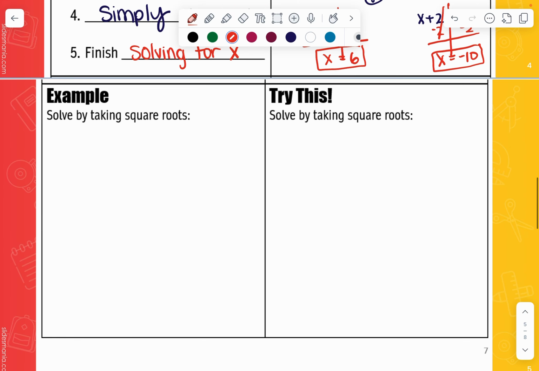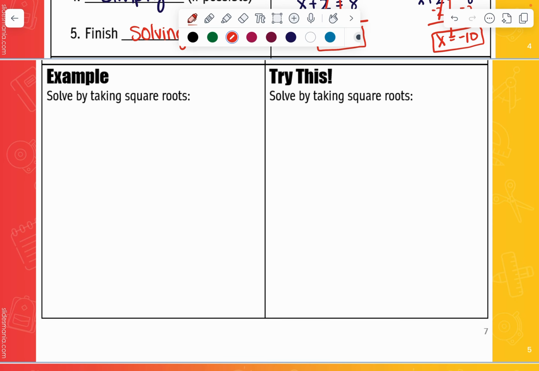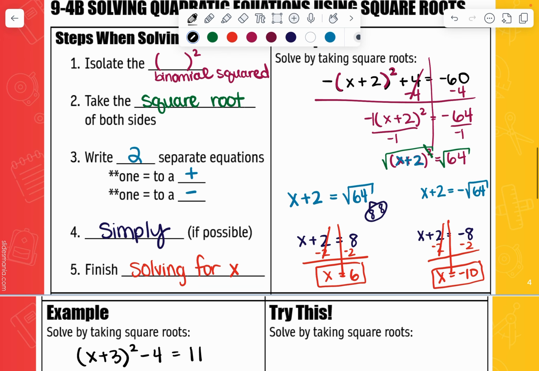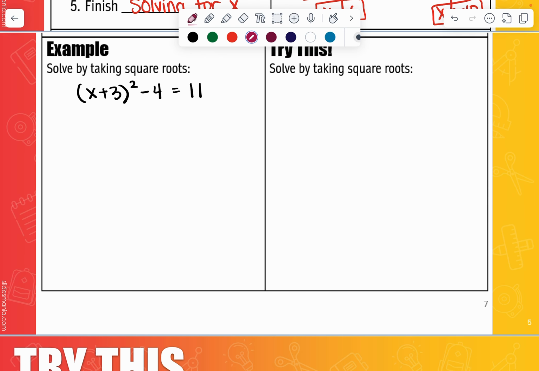Now, we're going to do another example, and this second example is a little bit more complicated, but I know you can handle it. So our second example is (x plus 3) squared minus 4 equals 11. So step 1 is to isolate the binomial squared. So we are going to work on getting this (x plus 3) squared all by itself. The only thing that we need to get rid of in this problem is that minus 4, so we add 4. That leaves us with that binomial on the side by itself.